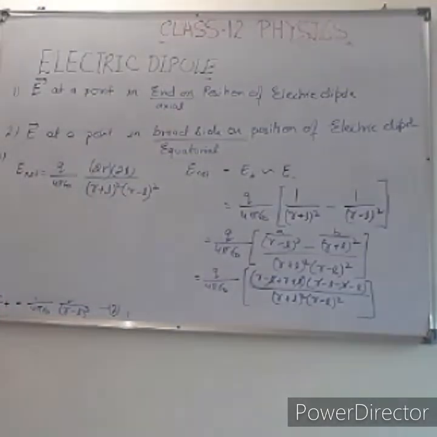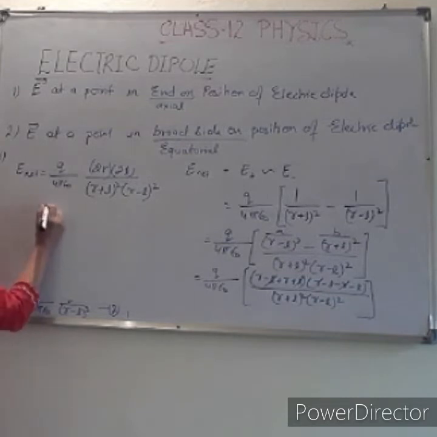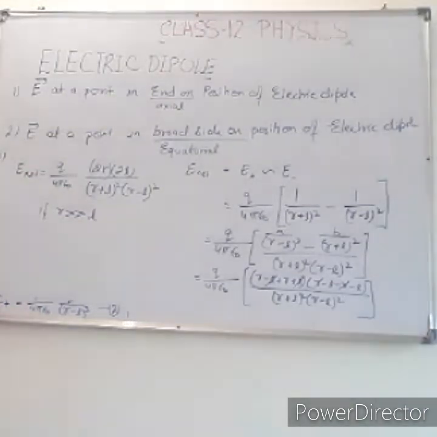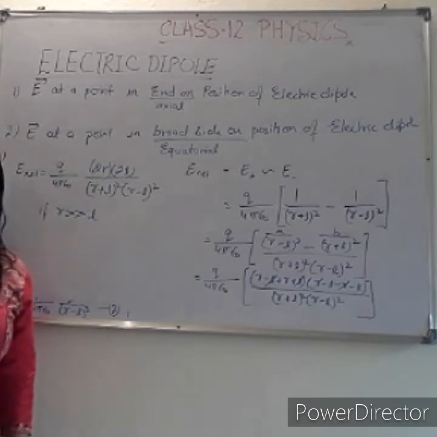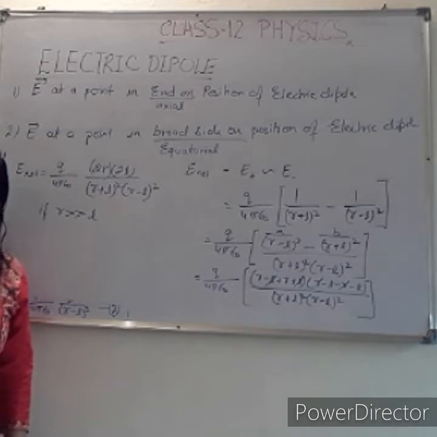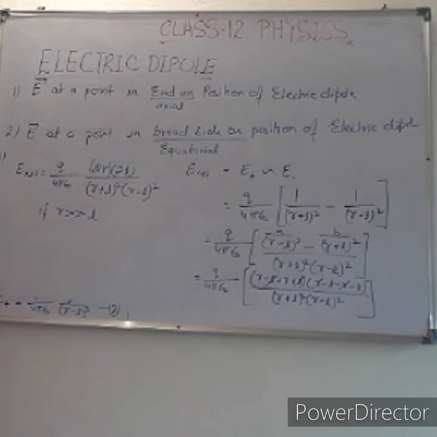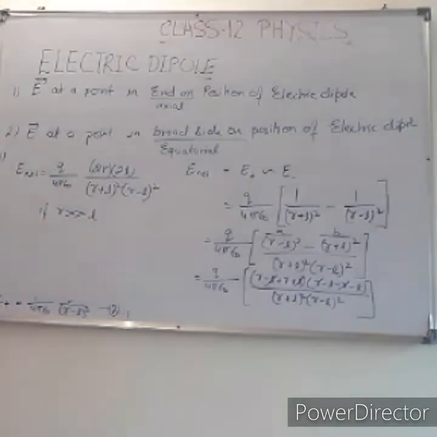Okay, so afterward what will you do? You need to take one condition: if R is very greater than L. Dipole is a molecular structure, as I have discussed in the physical significance of dipole. For the molecular structure, you know that molecules are so small. So already dipole length is very small as compared to the distance R for the point P at which we have to calculate electric field. So we have taken the case R is very greater than L. L is the half of the dipole length.